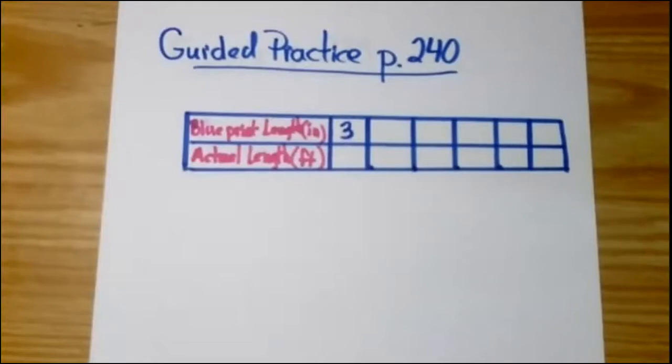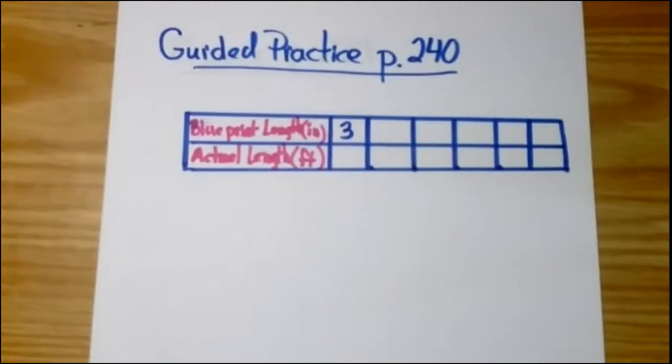So number 1 says the scale of a room in a blueprint is 3 inches to 5 feet. A scale in the same blueprint is 18 inches. Complete the table. Okay, so how long is the actual wall is A, and B is a window in the room has an actual width of 2.5 feet. Find the width of the window in the blueprint.